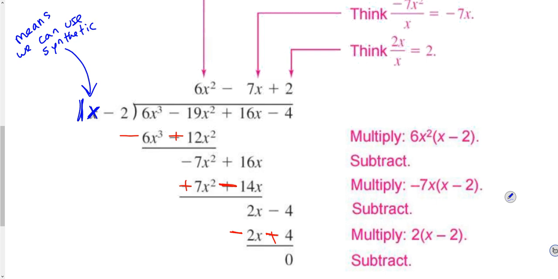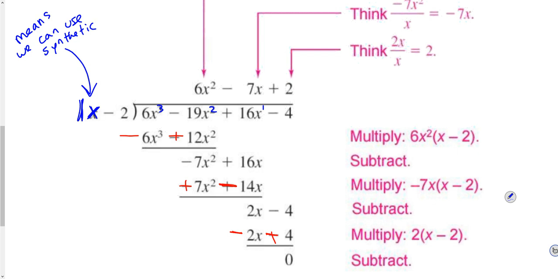There is one rule that applies from last week, though. You have to have a spot for every exponent. So this has a 3, this has a 2, this has a 1, and then there's a number without an x. If there was a missing exponent, we would have to put a 0 there.